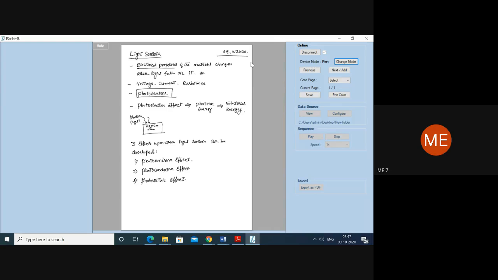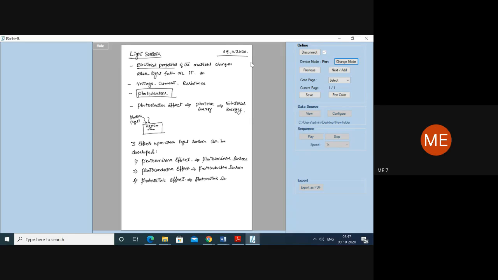Now these are the three different effects which are required to develop the sensors. If I go with the photoemissive effect, the type of sensors is going to be called photoemissive sensors. Then the photoconductive effect gives photoconductive light sensors. And this is photovoltaic sensors.